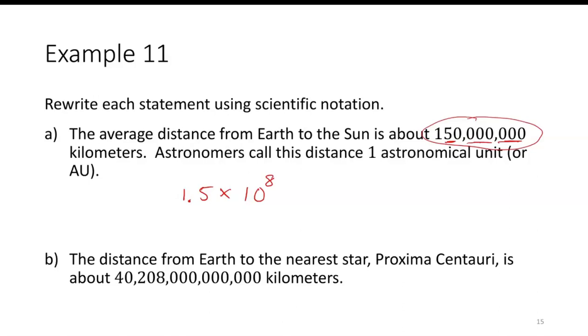The distance from Earth to the nearest star, Proxima Centauri, is about 40, what do we have here? Millions, billions, 40,208,000,000,000 kilometers. So the whole number part would be 4.0208, and you don't need to add any zeros after that. But this will be 10 to the, well, there's 1, plus 3 more digits is 4, plus 3 is 7, plus 3 is 10, plus 3 is 13. So this is 4.0208 times 10 to the 13th kilometers.